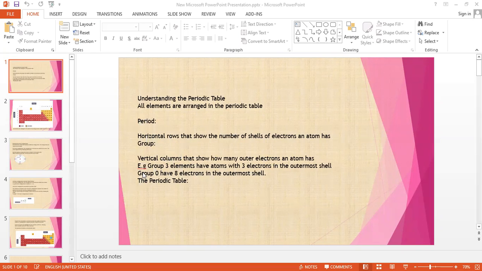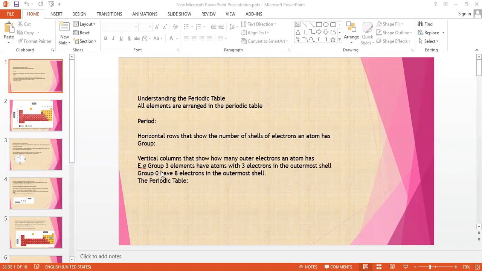Yes. Okay, fine. For example, group 3 elements have atoms with 3 electrons in the outermost shell. Group 3 means a vertical column that shows how many outer electrons an atom has. So group 3 elements have atoms with 3 electrons in the outermost shell, and group 0 have 8 electrons in the outermost shell. You know, which is the group 8 or group 0 elements of the periodic table. So, got my point? What are group 3 elements?